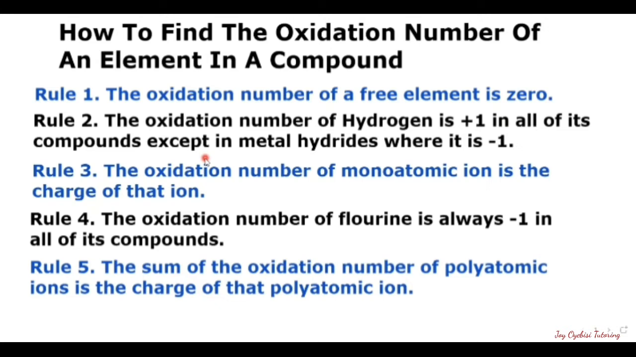Rule 2 is that the oxidation number of hydrogen is +1 in all of its compounds, except in metal hydrides, where it is -1. The oxidation number of a monoatomic ion is the charge of that ion. So this is rule 3. Rule 4, the oxidation number of fluorine is always -1 in all of its compounds. And the fifth rule is that the sum of the oxidation numbers of a polyatomic ion is the charge of that polyatomic ion.